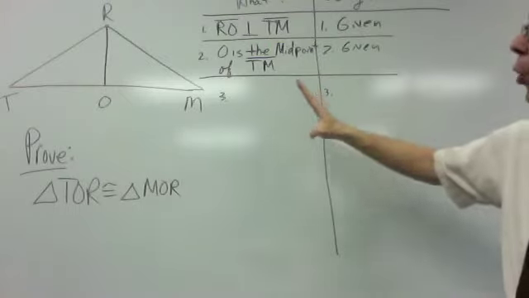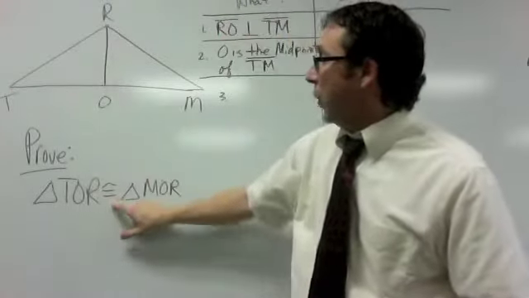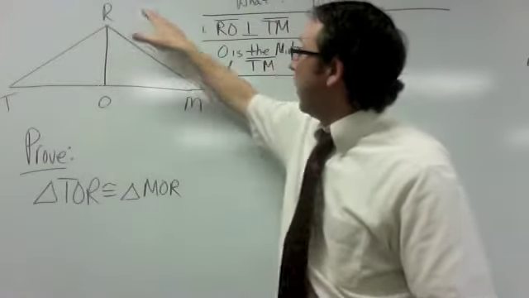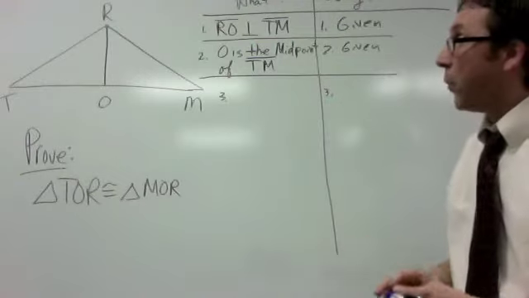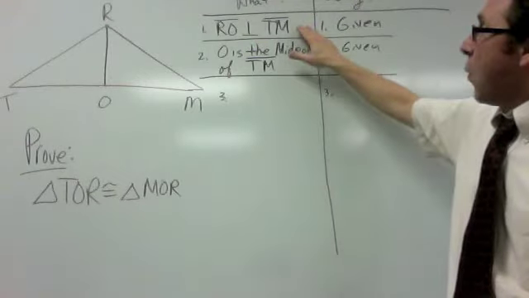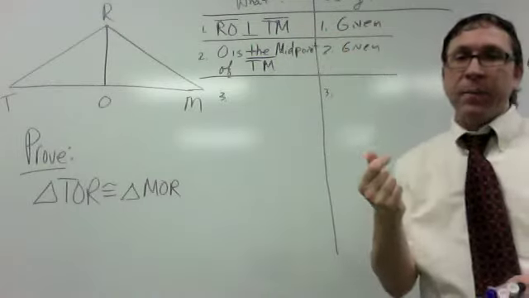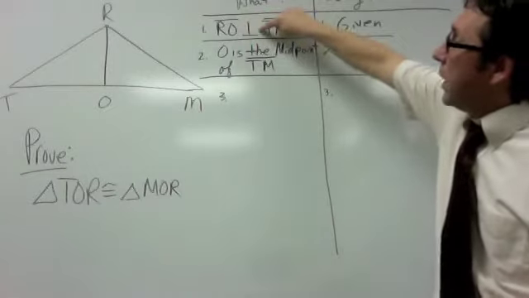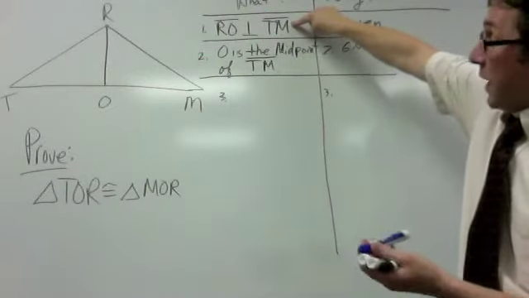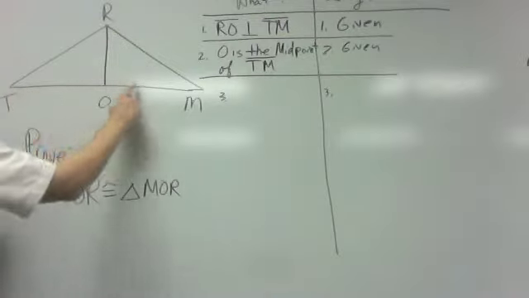Our goal is to prove that triangle TOR is identical to, or congruent to, triangle MOR. These are our given facts. These are the only given facts that we have in the problem. What I'm suggesting that you do with the givens is treat them like money. So what can you buy with the fact that RO is perpendicular to MT, or TM? RO is perpendicular to TM.